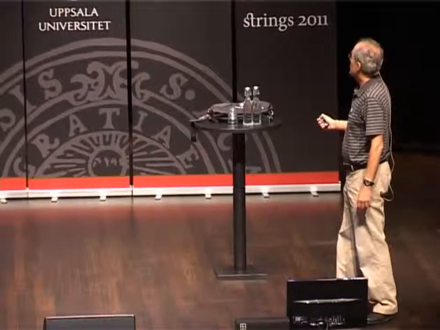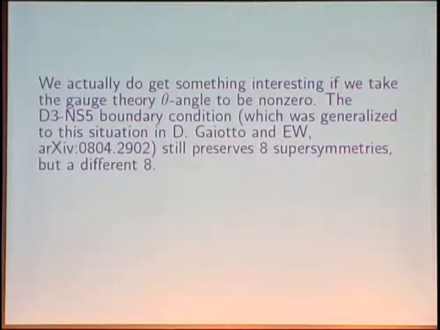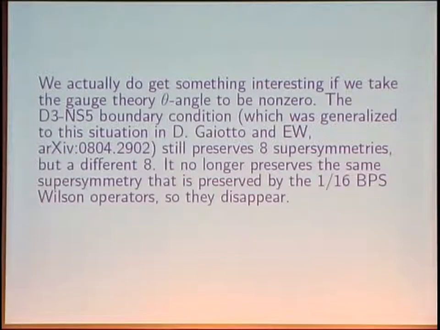What's tricky about it is that although it still preserves 8 supersymmetries, which 8 depends on theta. That's what makes it a little bit tricky to write down this boundary condition. And in particular, the boundary condition no longer preserves the same supersymmetry as the 1/16th BPS Wilson operators, so they disappear.